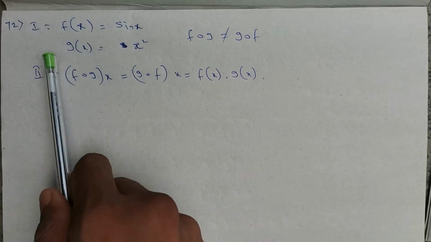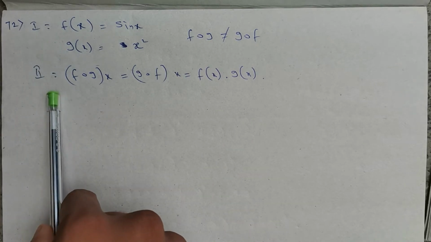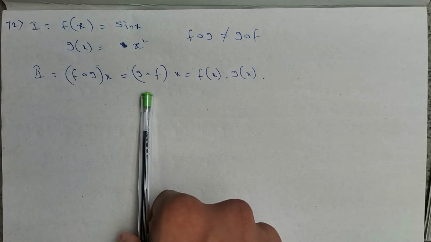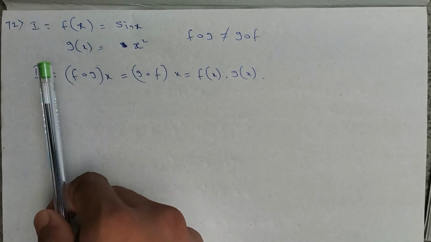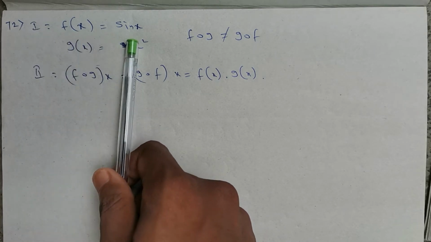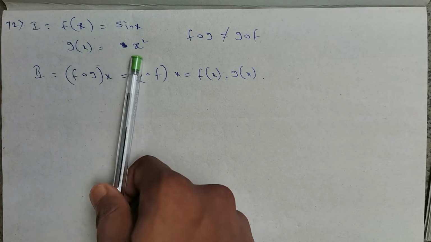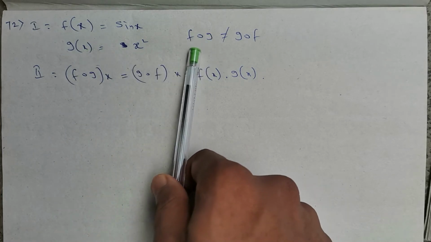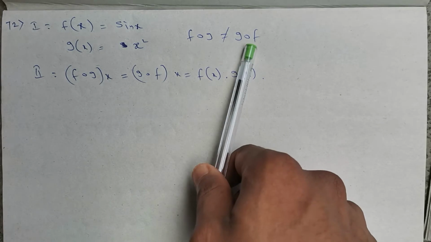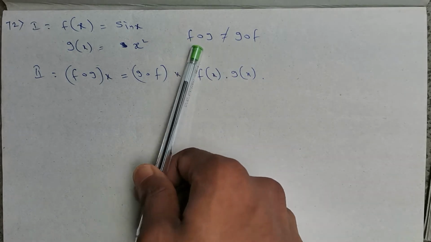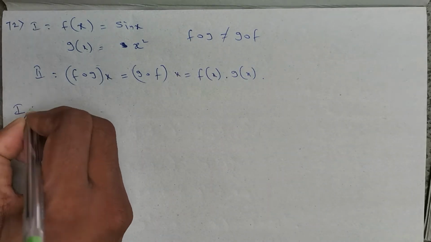Okay, next question is, statement 1 and statement 2 both are given. So we need to find out which statement is correct and which statement is wrong. So first statement, f of x is given as sin x and g of x is given as x square, and he's saying f of g is not equal to g of f. So first let us check this first statement.